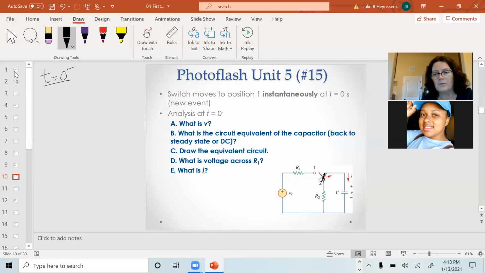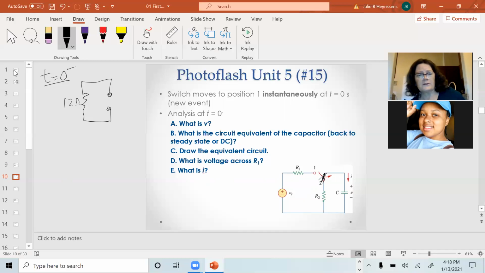So t equals 0 minus, the capacitor's been sitting there a long time. DC model is an open circuit. Resistor, 12 ohms. There's no energy source in the circuit. There's no path for current to flow. So I can pretty safely say the voltage across the capacitor is right here. My VC of 0 minus in this case is 0 volts. And there's no current flowing.